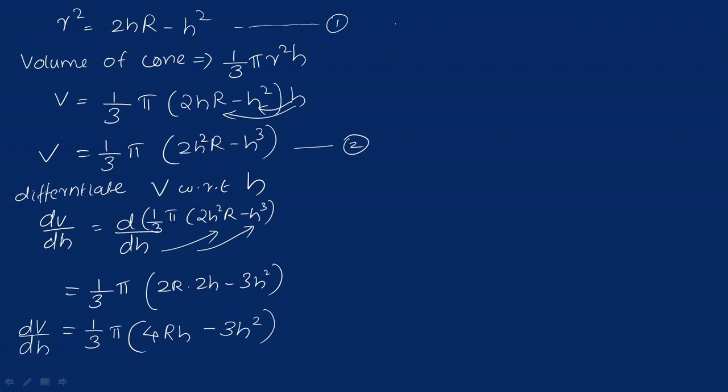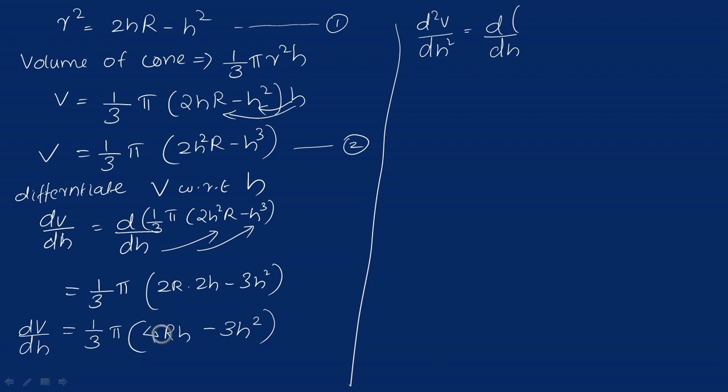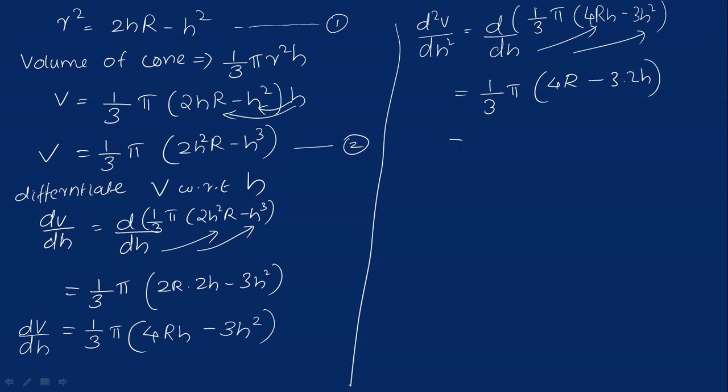Now we will be finding d square V by dh square, that is d by dh of 1/3 pi into 4Rh minus 3h square. So here also 1/3 pi is constant. So taking that outside, 1/3 pi into d by dh of 4Rh, that is 4R, since R is constant, minus 3 into d by dh of h square, that is 2h. So we can write d square V by dh square is equal to pi by 3 into 4R minus 6h.